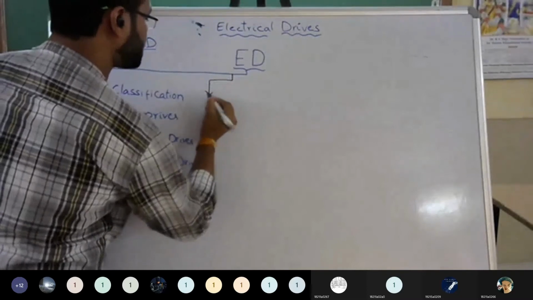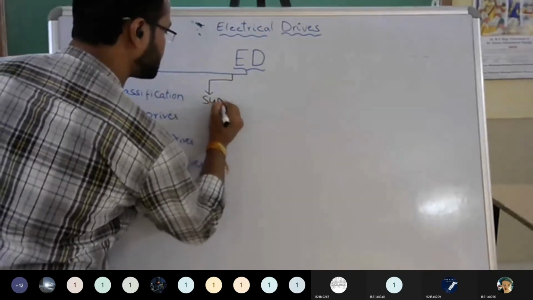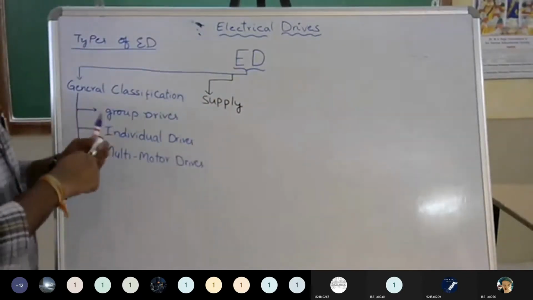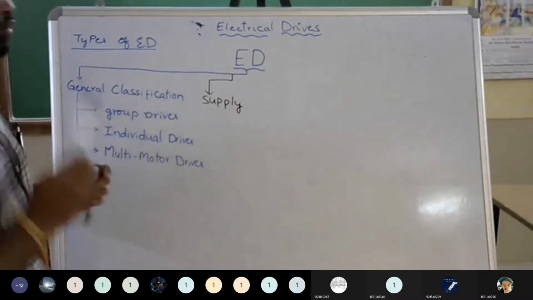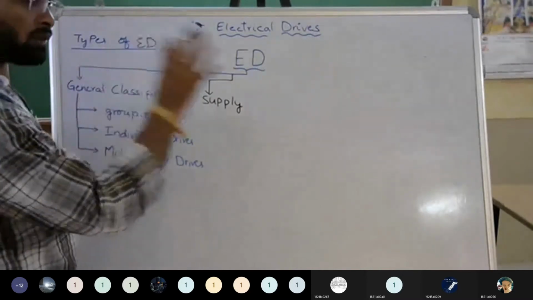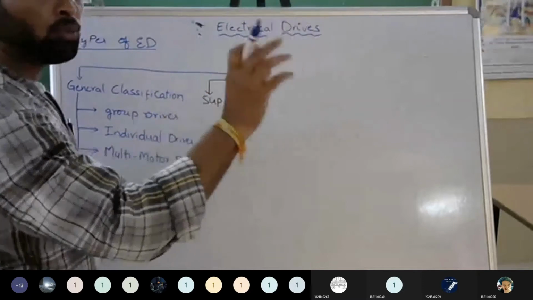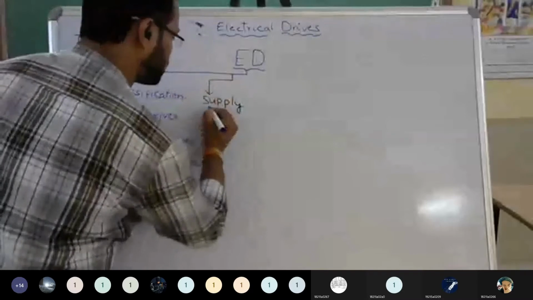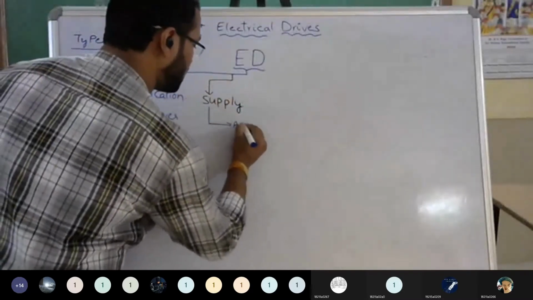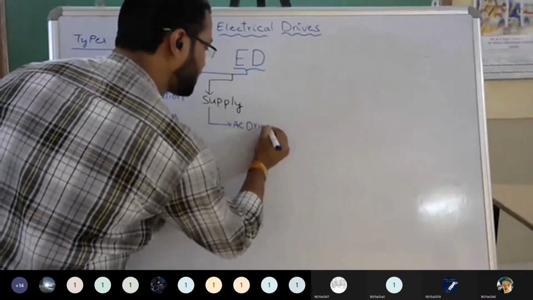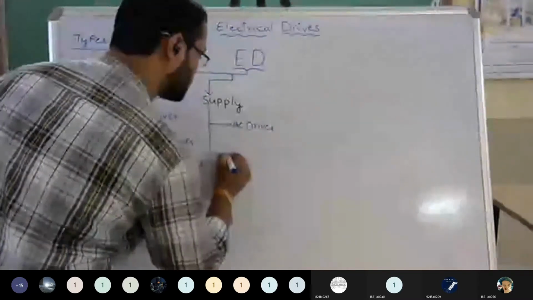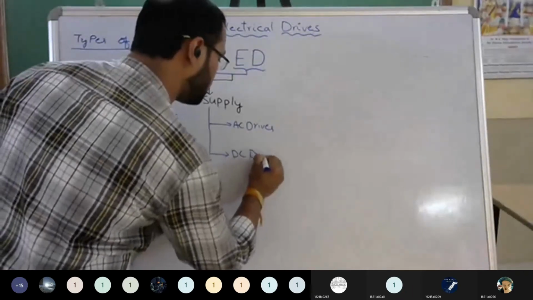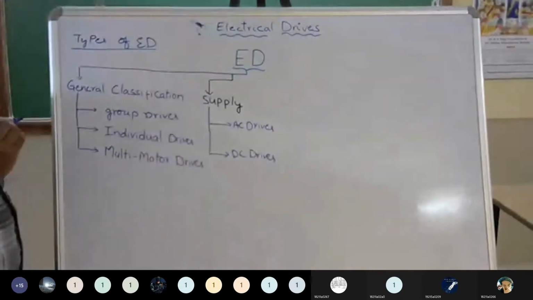Based on supply. What does supply mean? We have seen that in electrical drives, the first thing is the source, then the power electronic modulators, and then the motor runs from the source. So what the motor requires determines which source is required. AC drives are those which use the AC supply, that means AC motors. Those which use the DC supply are DC drives. Clear?